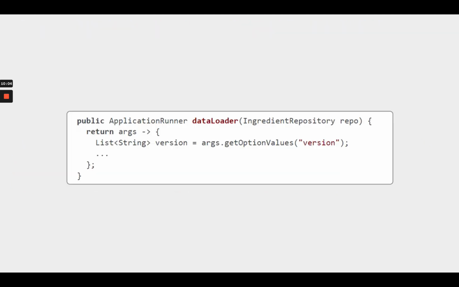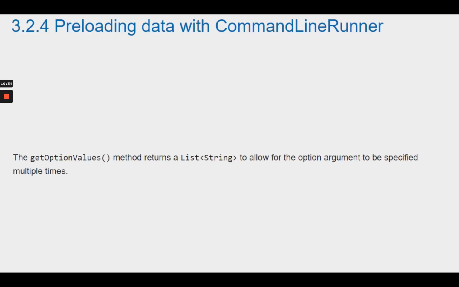For example, suppose that we want our application to accept a command line with arguments such as --version 1.2.3 and need to consider that argument in our loader bean. If using a CommandLineRunner, we'd need to search the array for --version and then take the very next value from the array. But with ApplicationRunner, we can query the given ApplicationArguments for the --version argument like this. The getOptionValues method returns a List<String> to allow for the option argument to be specified multiple times.